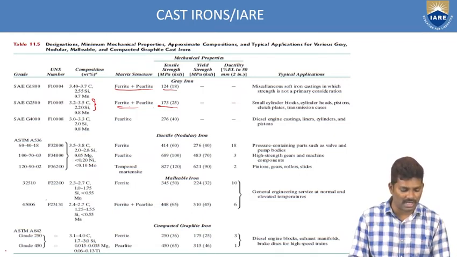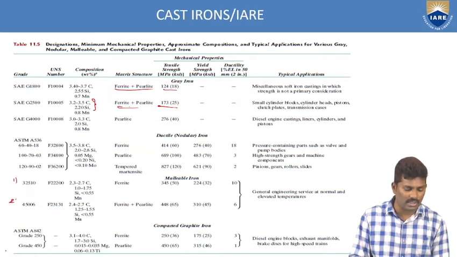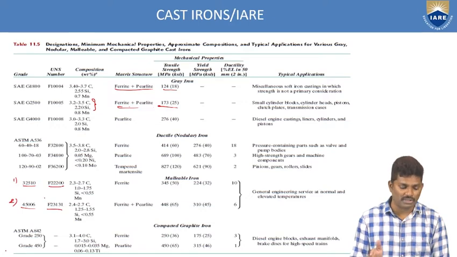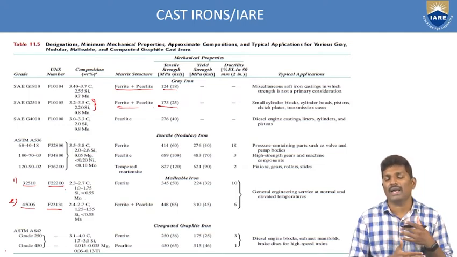So if you go with the malleable, you have two types of grades here, 1 and 2 in malleable. So you have 32510 and 45006. And again, these are given as some unique numbers. Now, what is the composition of this malleable at 32510? Grade means 2.3 to 2.7 of carbon and 1 to 1.75 of silica and less than 0.55 of magnesium. Like that, you have differences in compositions.